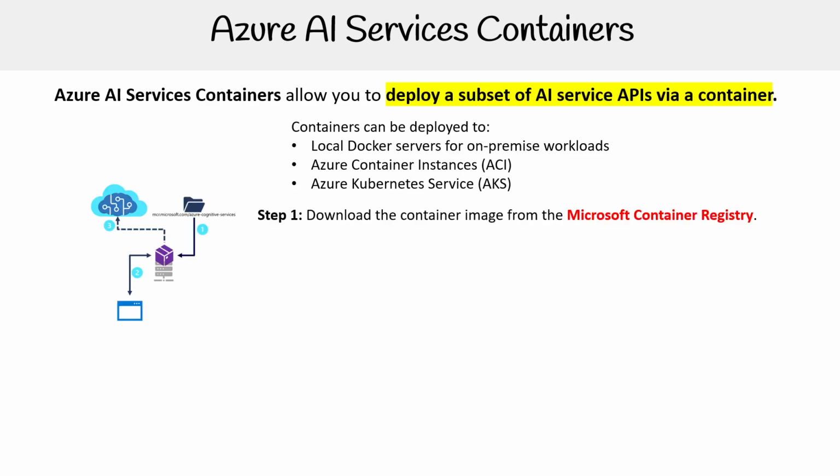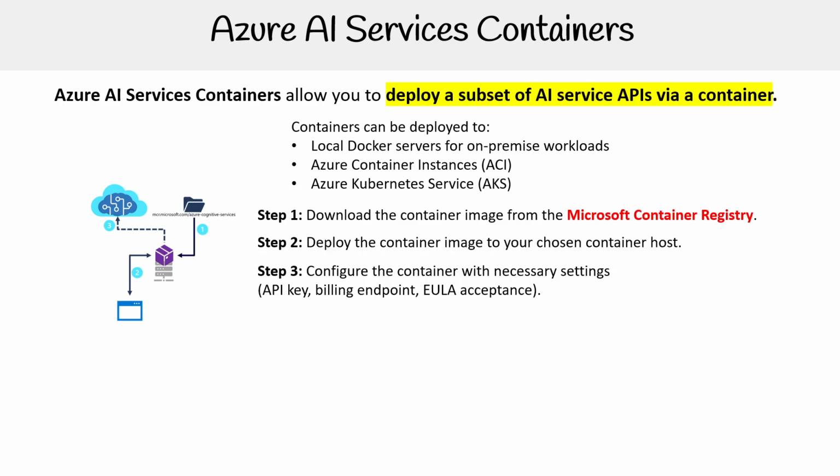How are we going to do that? Well, we're going to get those containers from the Microsoft Container Registry. We're going to deploy them into our chosen container host. This part's tricky, where you have to configure the container with the necessary settings like API key, billing endpoint, EULA acceptance. I found this very hard to figure out.